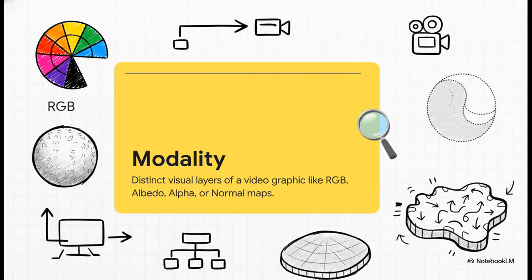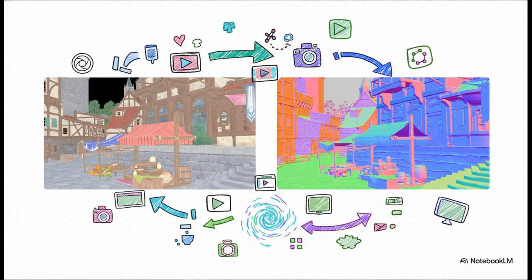In the context of computer graphics, a modality is really just a distinct visual layer of a scene. You have your standard RGB, which is the normal color we all see, but beneath that you have albedo, which is the base texture without any lighting, alpha, which dictates transparency, and normal maps, which actually define the surface geometry and angles. And this brilliantly illustrates the concept.